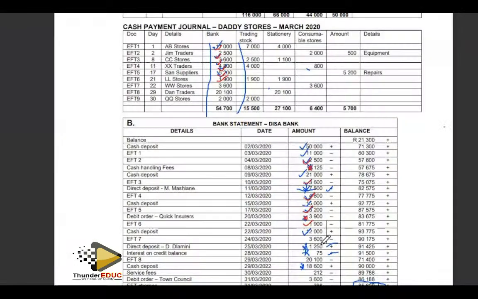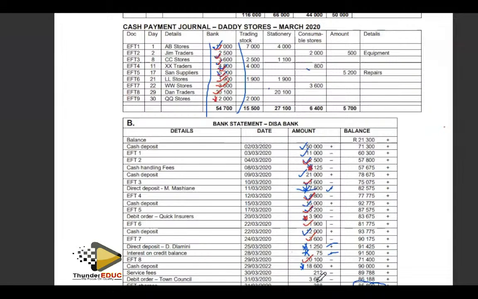So I said here, let's use this color so that you can easily identify. 3,600, I'm seeing it here. Even here, it has appeared. Then there is, we don't have that. 20,100, it is here. Even here we have it. We have the 2,000. It's not here, but here we have it. So we have to deal with it.